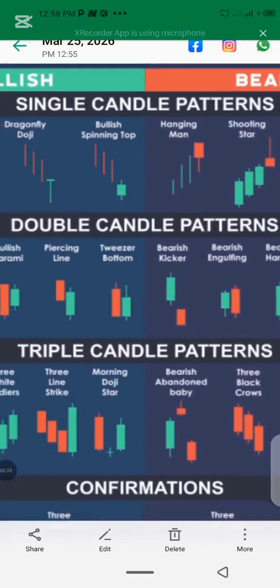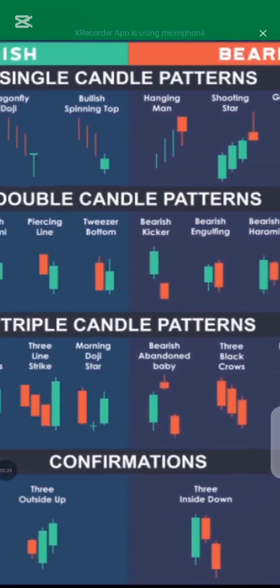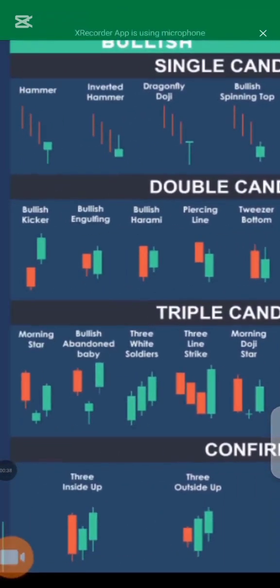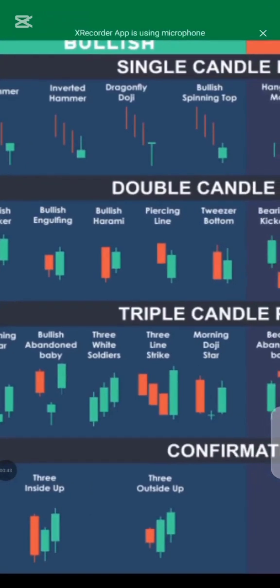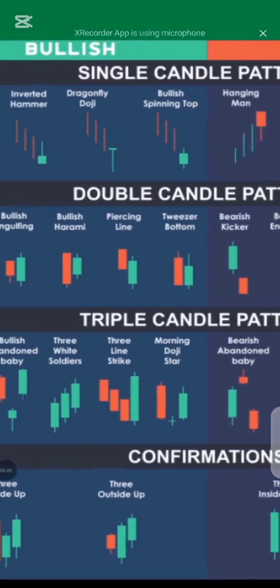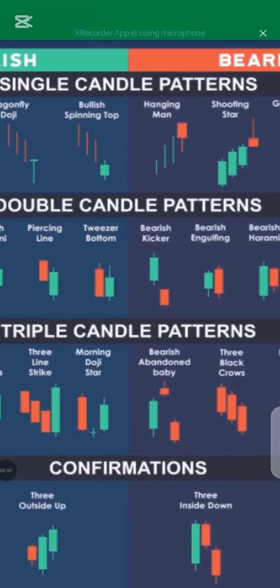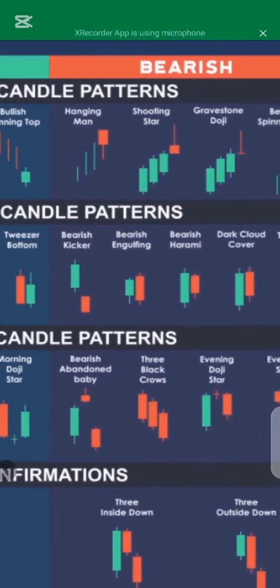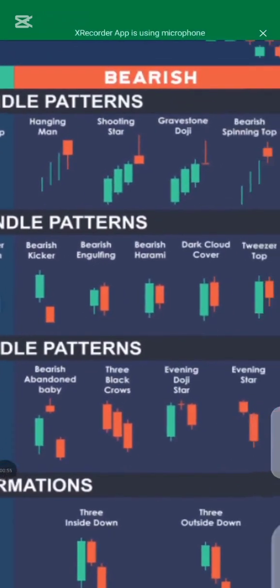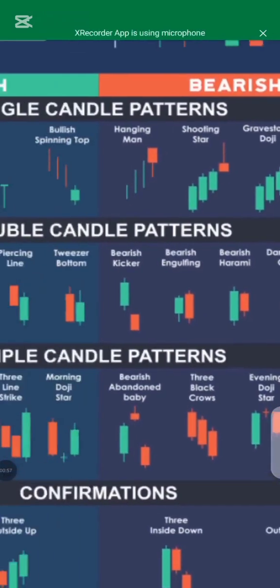Now for the last one, we have the triple candle patterns, which are morning star, bullish abandoned baby, three white soldiers, three line strike, morning doji star, bearish abandoned baby, three black crows, evening doji star, and the evening star.